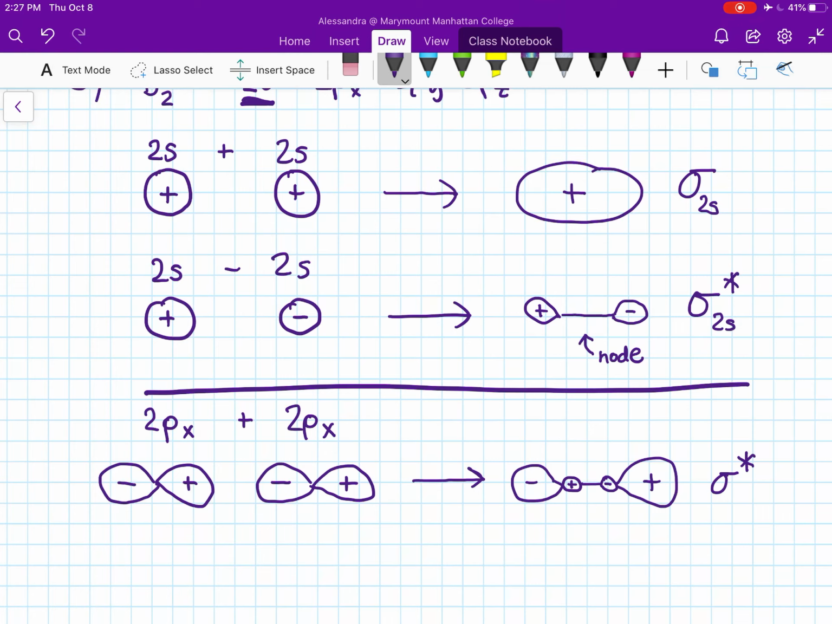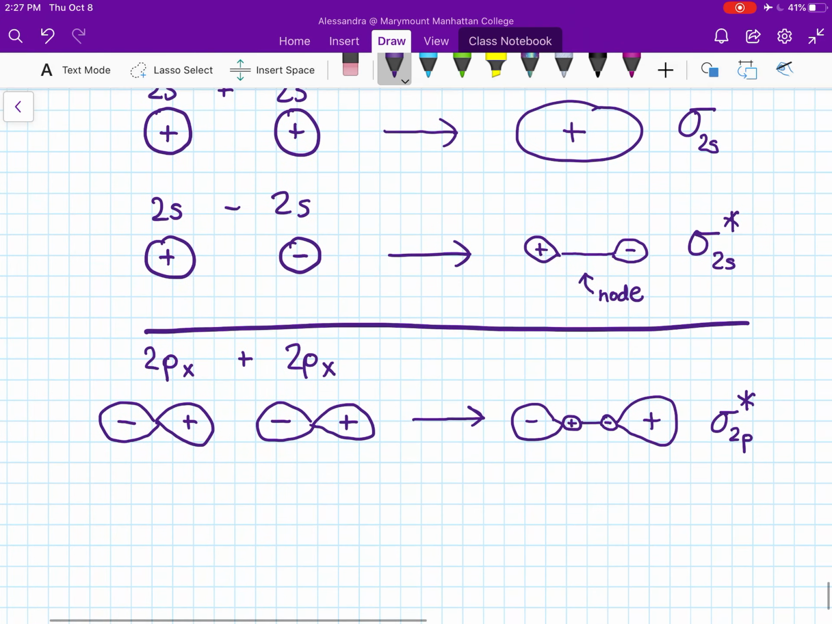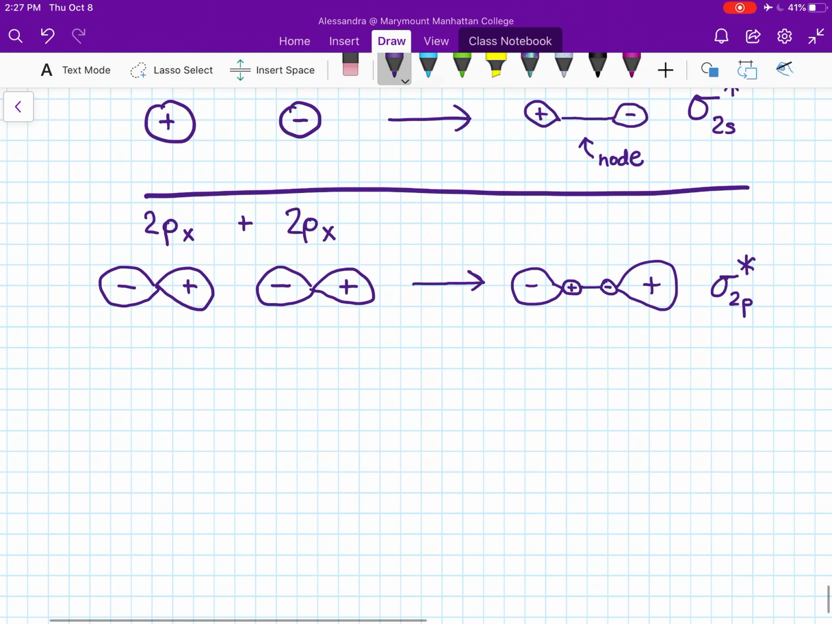The electron density is along the bonding axis, so it's a sigma interaction, but it's sigma star because that node was created between the nuclei. So I'm going to call this sigma star and give it a 2p subscript to indicate that it comes from the overlap of two 2p orbitals.